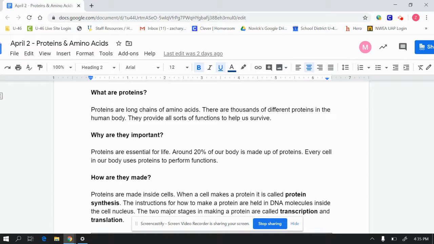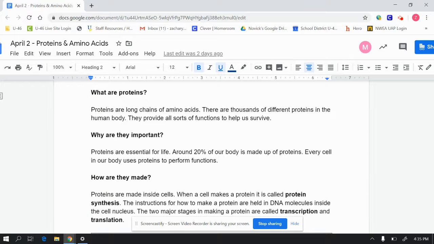What are proteins? Proteins are long chains of amino acids. There are thousands of different proteins in the human body. They provide all sorts of functions to help us survive. Why are they important? Proteins are essential for life. Around 20% of our body is made up of proteins. Every cell in our body uses proteins to perform functions.